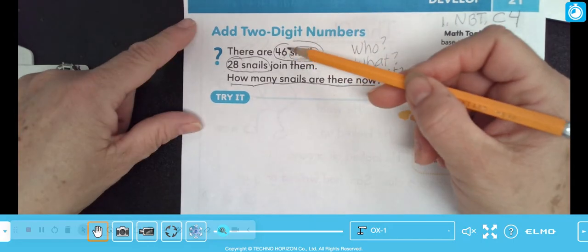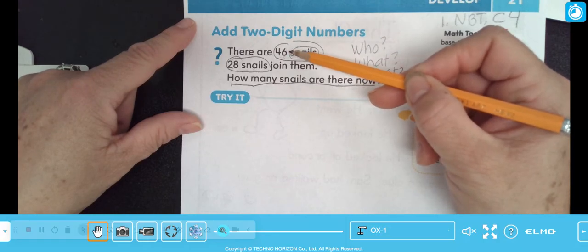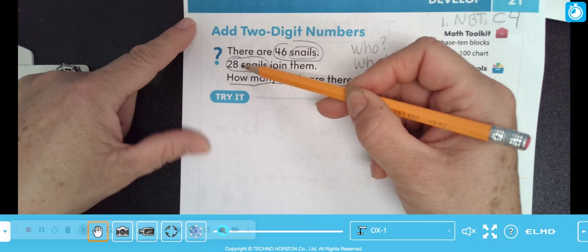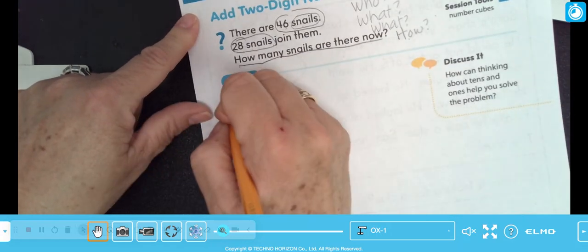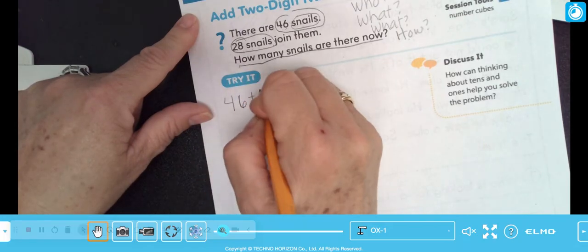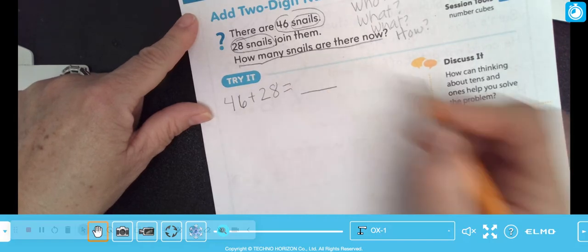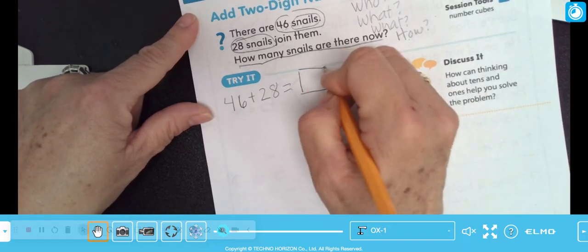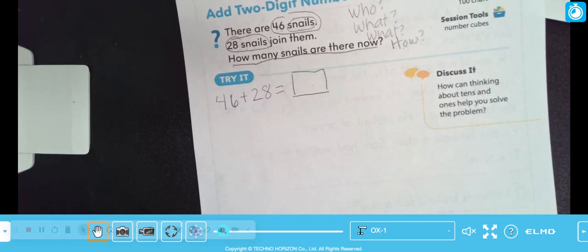And what are we going to add? We're going to add the 46 snails that we had at the beginning with the 28 snails that came later. Okay? So like this: 46 plus 28. That's our equation. And our answer is going to go in this box, right? That's the missing number.